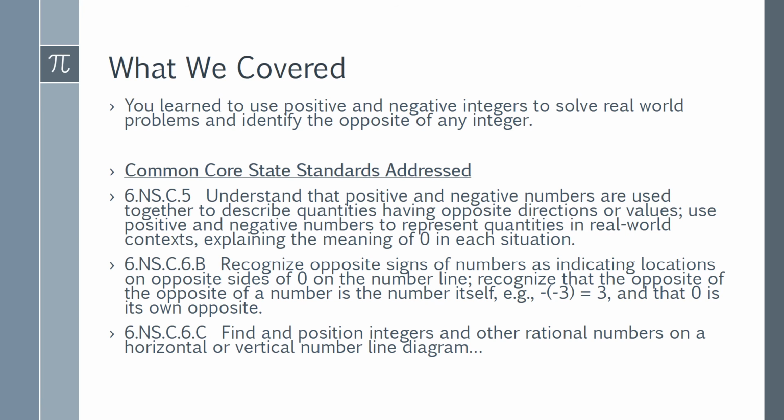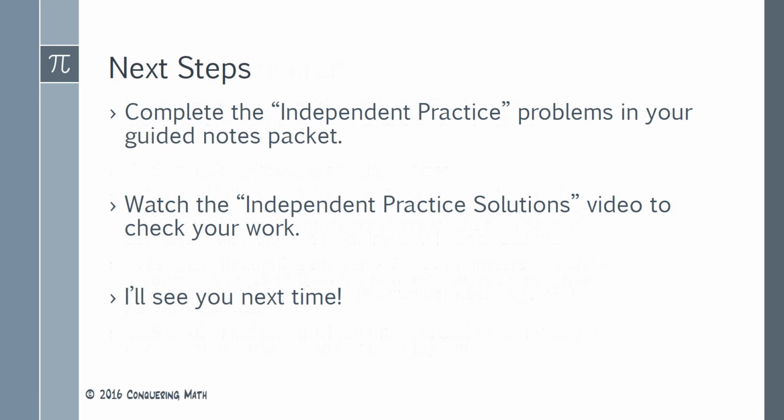Today you learned to use positive and negative integers to solve real-world problems and identify the opposite of any integer. There were 3 Common Core state standards today: 6.NS.C.5, 6.NS.C.6b, and 6.NS.C.6c. Now that you are familiar with these techniques, complete the independent practice problems in your guided notes packet. Then watch the independent practice solutions video to check your work.